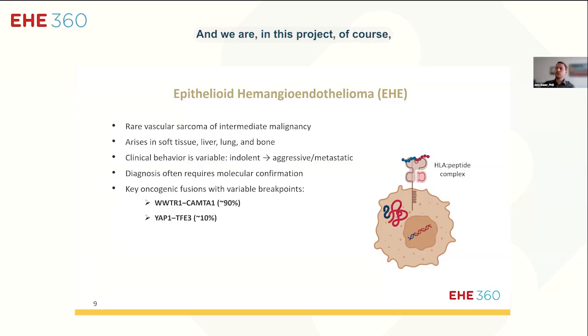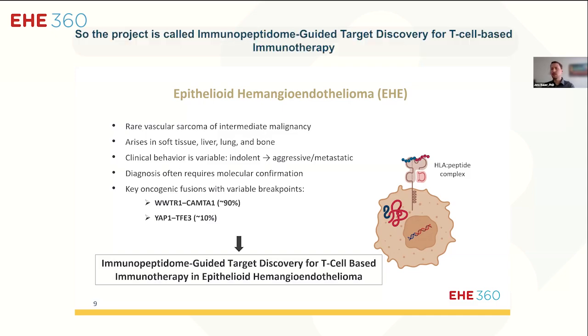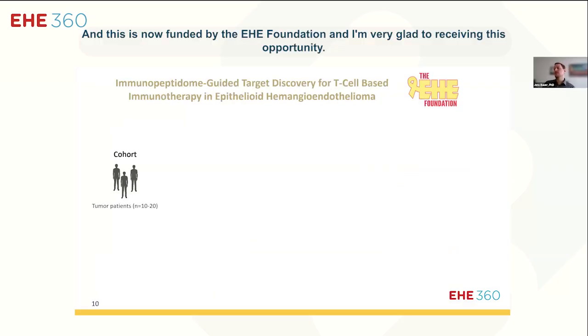In this project, we of course want to look at whether naturally presented peptides from these fusions arise in EHE samples. However, we also want to look at the unmutated and the whole immunopeptidome of what we can identify, to try to characterize useful antigens which could be applied for clinical translation to target EHE. The project is called Immunopeptidome-guided target discovery for T-cell-based immunotherapy in EHE, and this is now funded by the EHE Foundation, and I'm very glad to be receiving this opportunity.